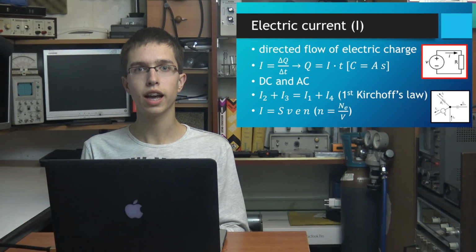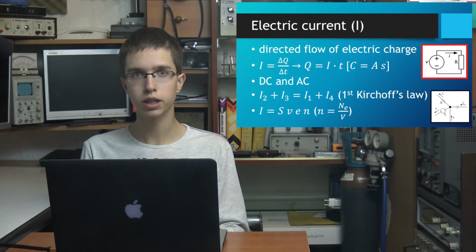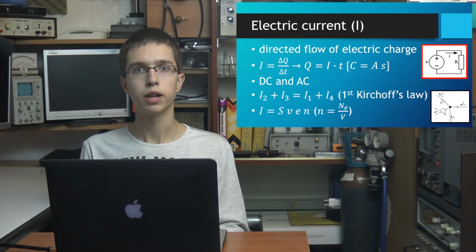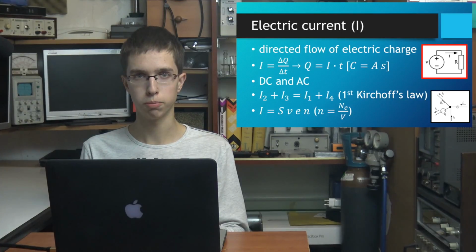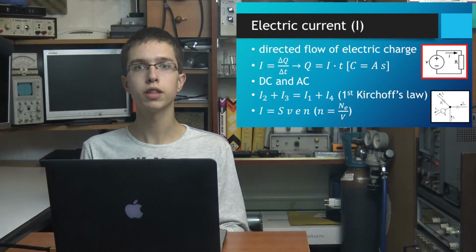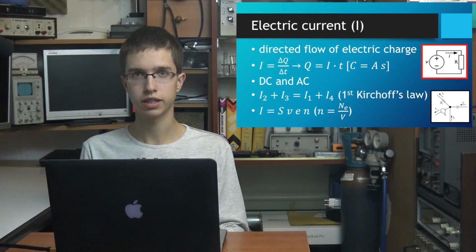From the formula that I is delta Q over delta T, we can get that Q is I times delta T, or Q is IT, where we can get the measuring unit of electric charge equivalent to coulomb, which is ampere second. And this unit is used frequently, since ampere and second are standard measuring units of SI systems, while coulomb is not.